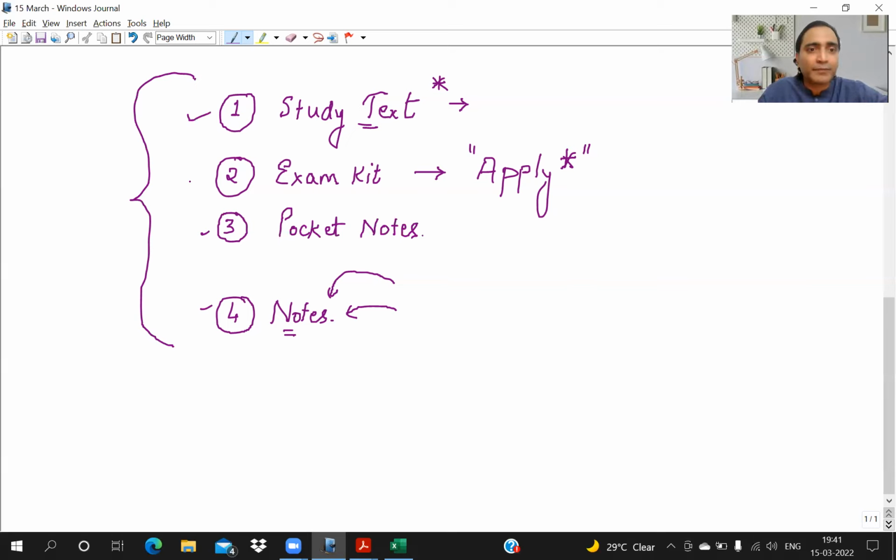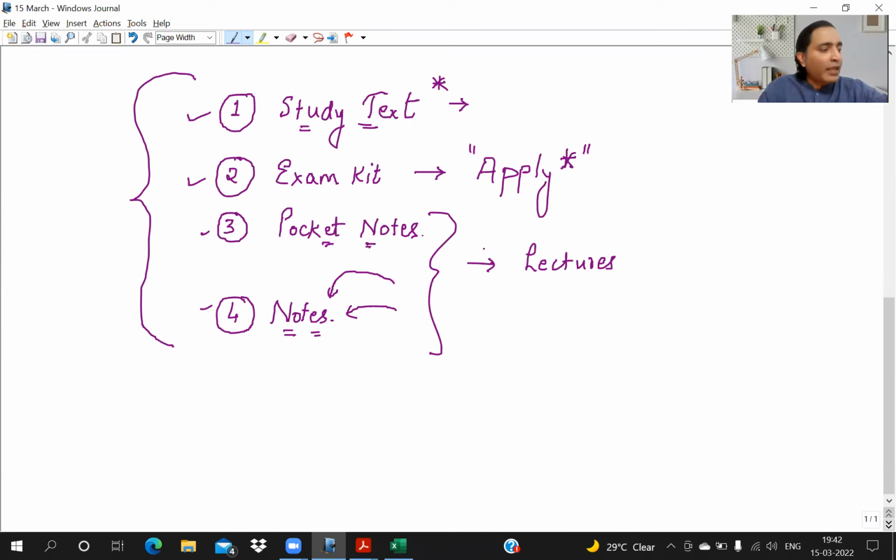We have to start with the study text, apply in the exam kit, and pocket notes and notes are for our lectures. During our sessions, of course, I'm going to use the study text a lot. But principally, we are going to take help of these two things. Sometimes I'll tell you to read a few pages from the pocket notes as a home assignment. Read page number 25, page number 27, and get back to me. These kinds of assignments I may give you just for revising a few concepts.